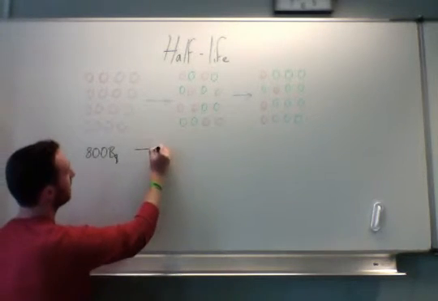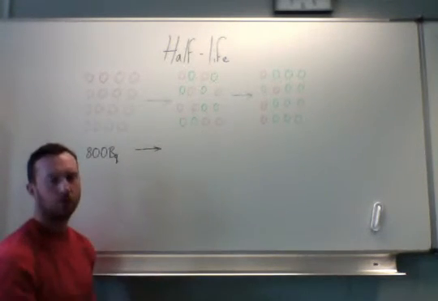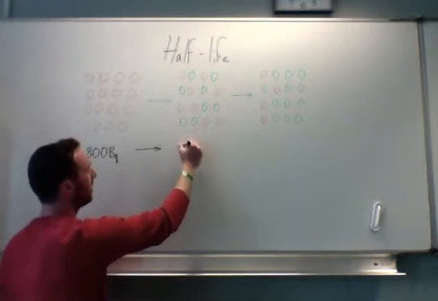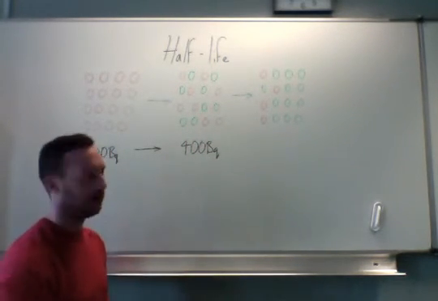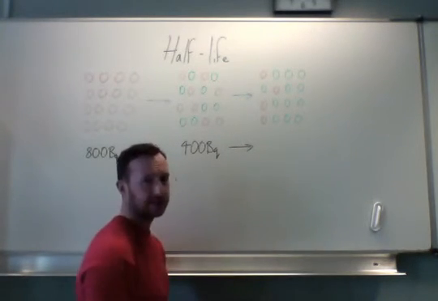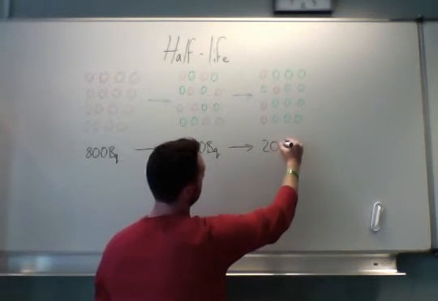So say it goes through one half-life. What's the activity going to be? Well, it halves. So now it's down to 400 becquerel. What's the activity going to be now? It halves. 200 becquerel.